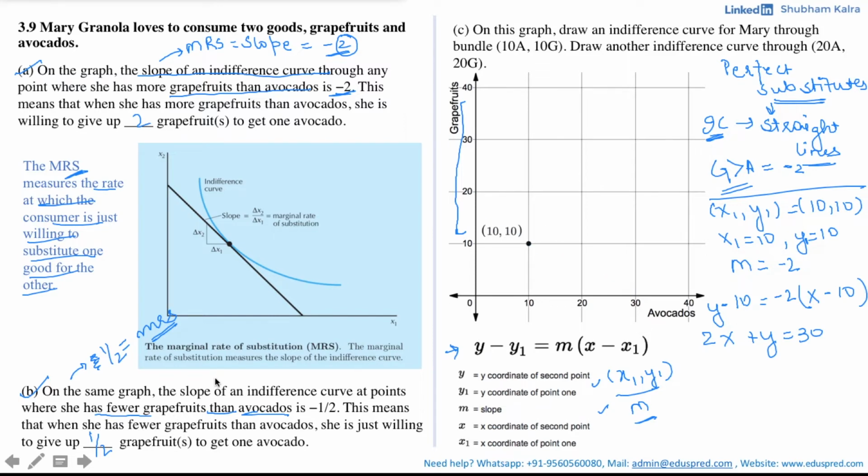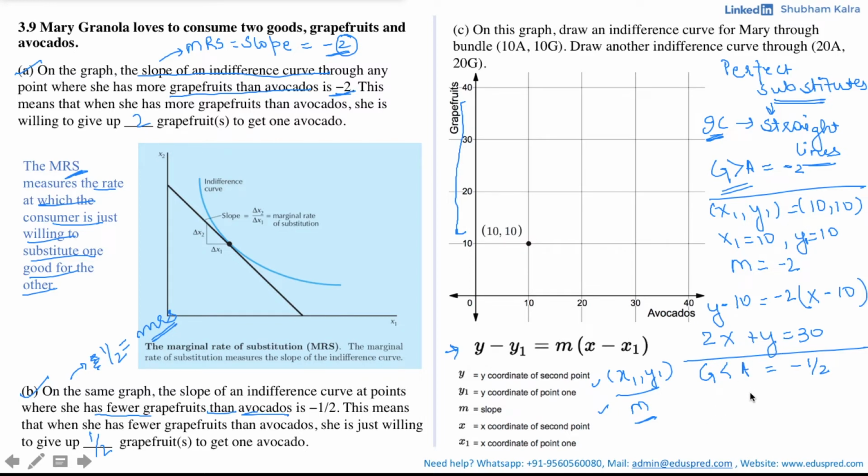So let's first collect all the information we have and then we will draw it on the graph at once. Next, we are given in part B that when she has fewer grapefruits than avocados, then the slope is minus half. That implies when you have grapefruits less than avocados, then your slope is minus half. In that case, everything remains the same. Again, your goods are perfect substitutes as your indifference curve has constant slope. Thus, your indifference curve would again be a straight line, but here it would have a slope of minus half.